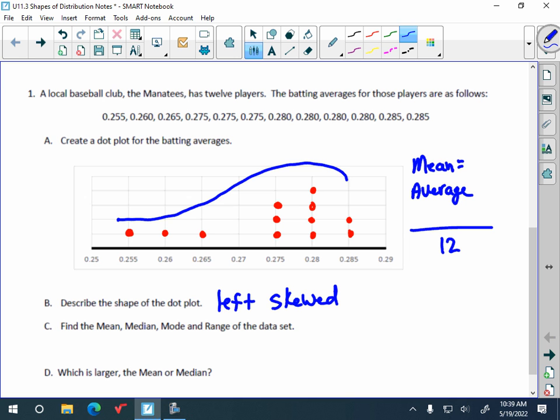So when you're inputting this stuff in your calculator, it's really easy to take it from your dot plot. The way I would probably put it in is 0.255 plus 0.26 plus 0.265. Now, when you come over here, instead of having to hit 0.275 3 times, you can just do 3 times 0.275, and then plus 4 times 0.28 and plus 2 times 0.285. So you put it in that way, it's less inputting, and you don't have to go back and check to see did you miss one by putting each data point in.